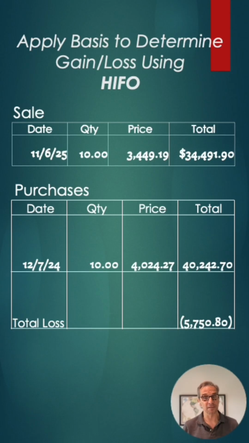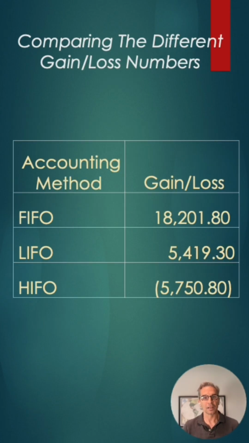Now, that's one of the most amazing things about using the different basis determination methods: we have such a large swing between what our gains and losses are. Let's take a look at that in the summary table. Looking at all the different gain and loss numbers that were determined using the different accounting methods, you can see that the swing is huge. There's a $23,000 swing between the FIFO methodology and the HIFO methodology. So using a different accounting method can make a big difference on the gain or loss that you are going to report to the IRS.